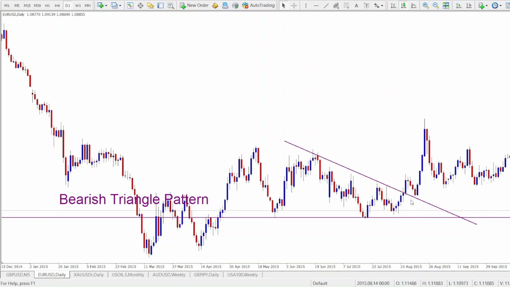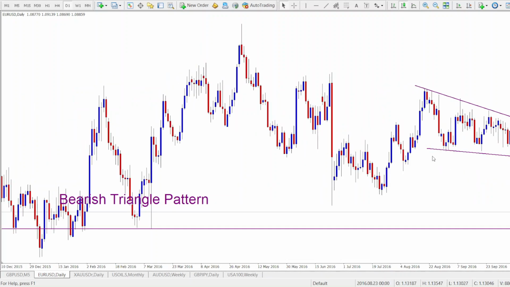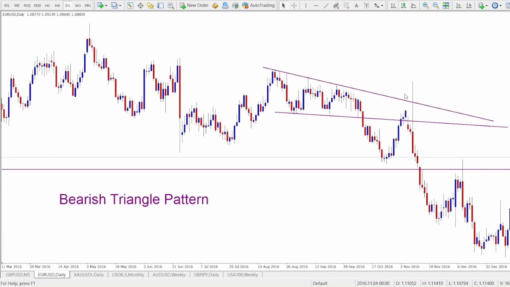So you could actually have a breakout in the upward direction or in the downward direction, just like this. There could be a breakout in the upward direction or in the downward direction, right? We even had a false breakout here.